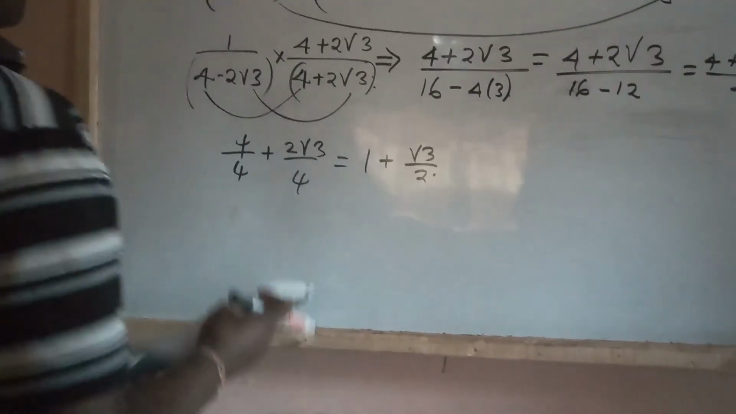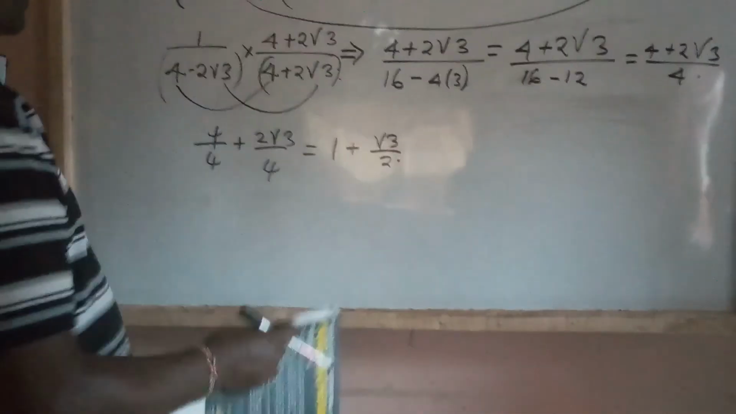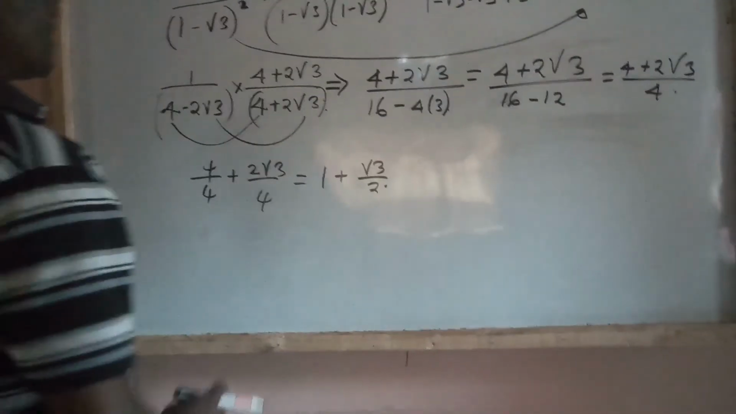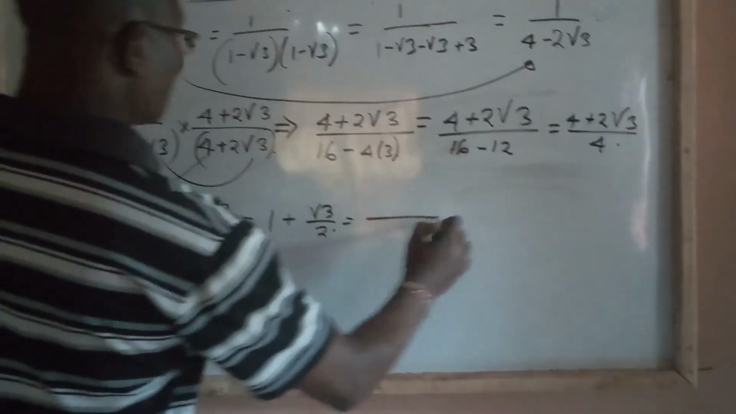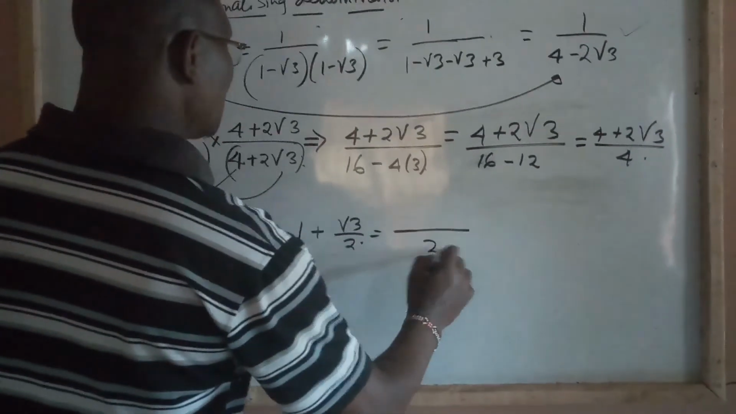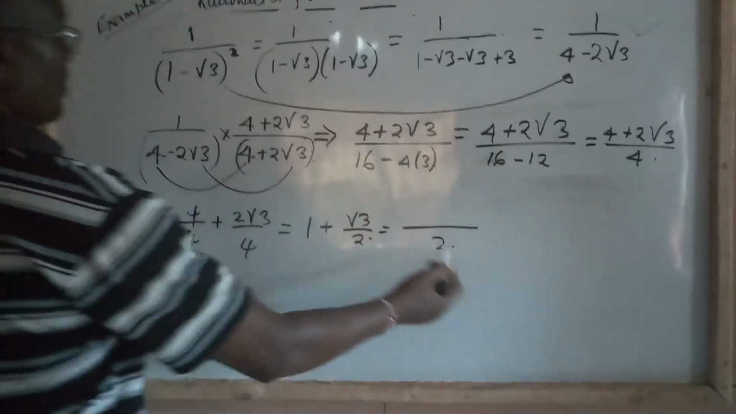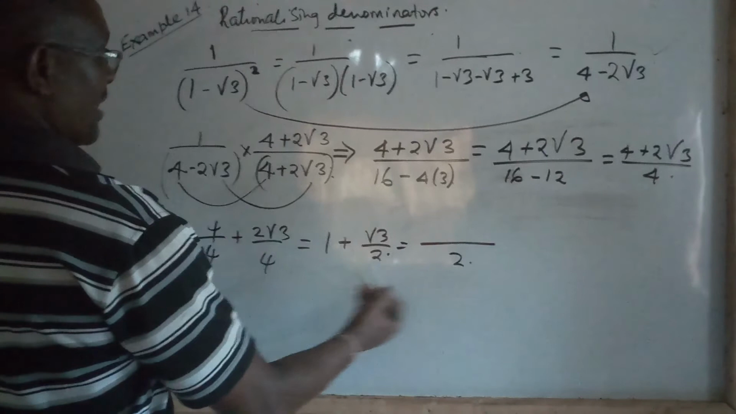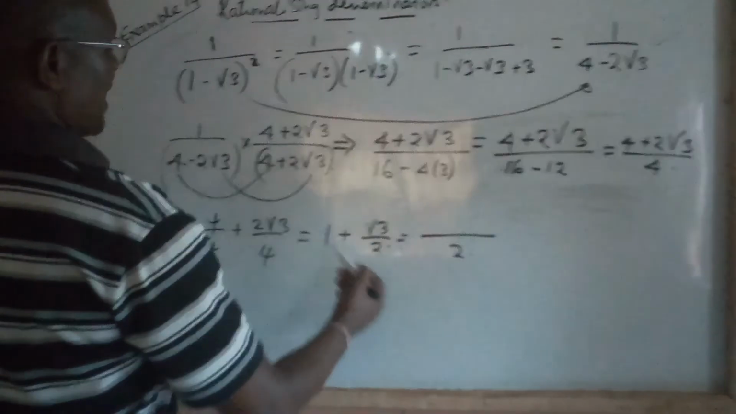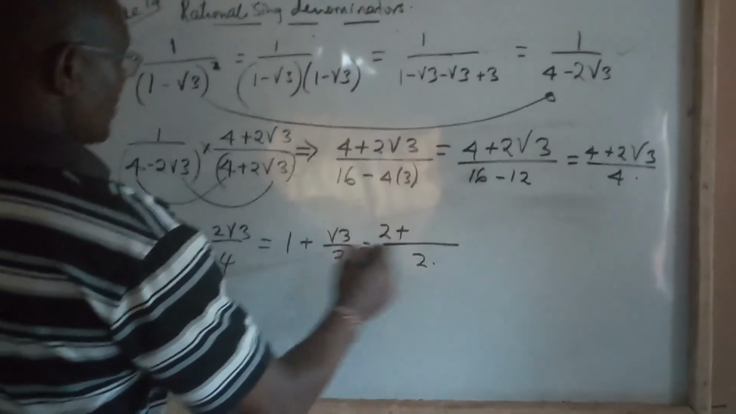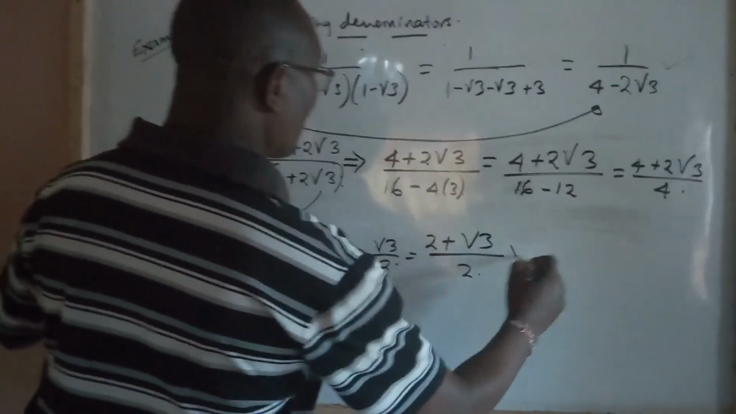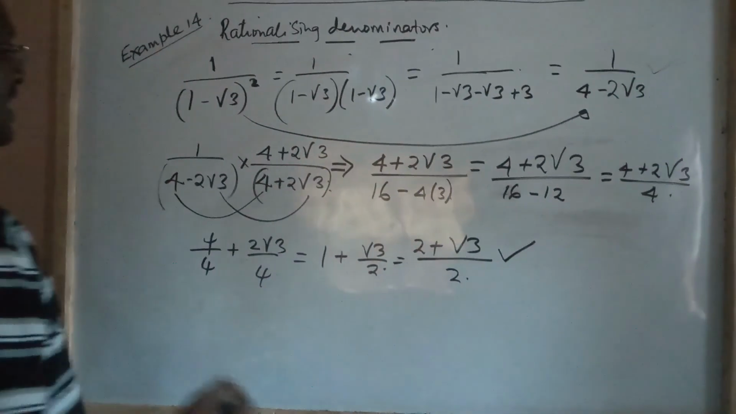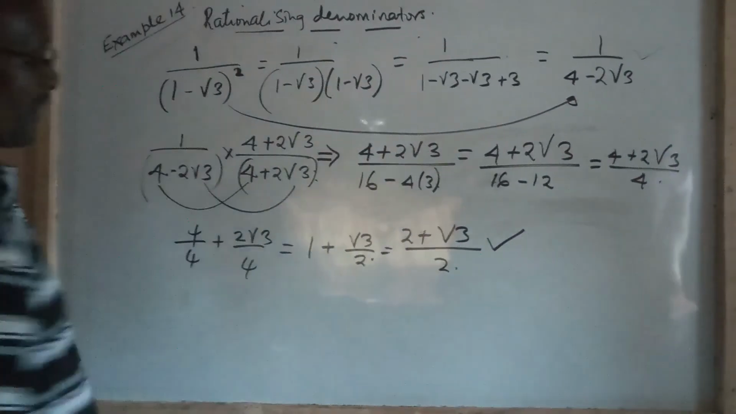But if you may not be interested in giving us this one, you can easily give a general LCM, which is a 2. 2 divided by 1 is 1. 2 divided by 1 is 2, times 1 is 2, plus 2 divided by 2 is 1. So 2 plus root 3 over 2. So any answer is acceptable. All right?